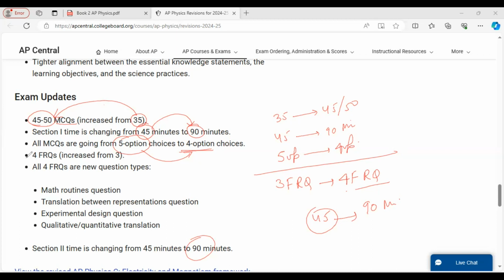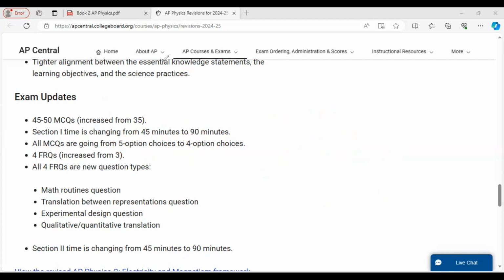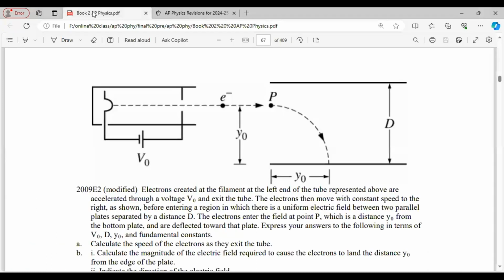And let us see one question regarding AP Physics C, Electricity and Magnetism. So let us see. This is a question from AP Physics C 2009, as you can see. So let us try to understand the question. Electrons are created at the filament at the left end of a tube. So this is a tube, and this is a filament.